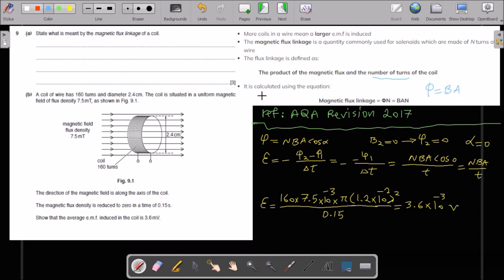Next part. A coil of wire has 160 turns and diameter 2.4 centimeter. The coil is situated in a uniform magnetic field of flux density 7.45 millitesla. The direction of the magnetic field is along the axis of the coil. The magnetic flux density is reduced to zero in a time of 0.15 second. Show that the average EMF induced in the coil is 3.6 millivolt. Okay.